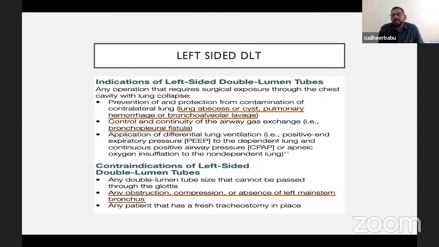Suppose you don't have the right-sided correct size DLT in your hospital, and the patient is posted for left pneumonectomy. So won't you place a left DLT in that patient? Suppose you have to place a left DLT. In that case, if the patient is posted for pneumonectomy, what will you do?